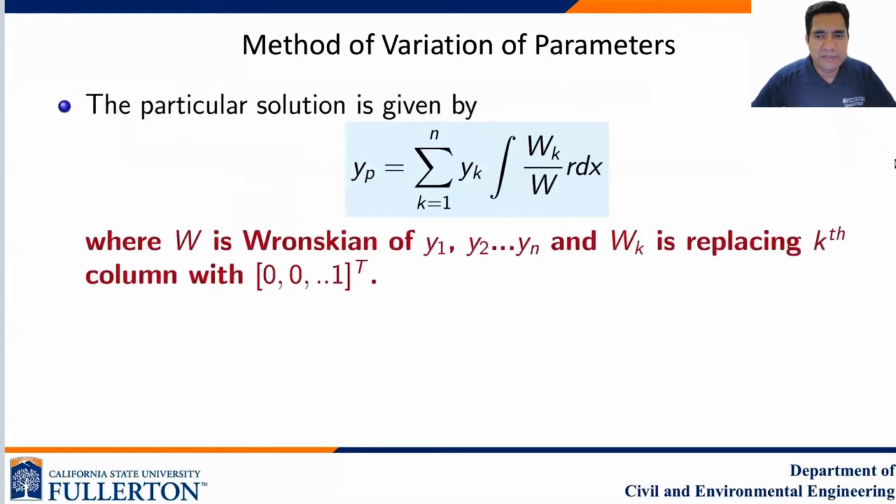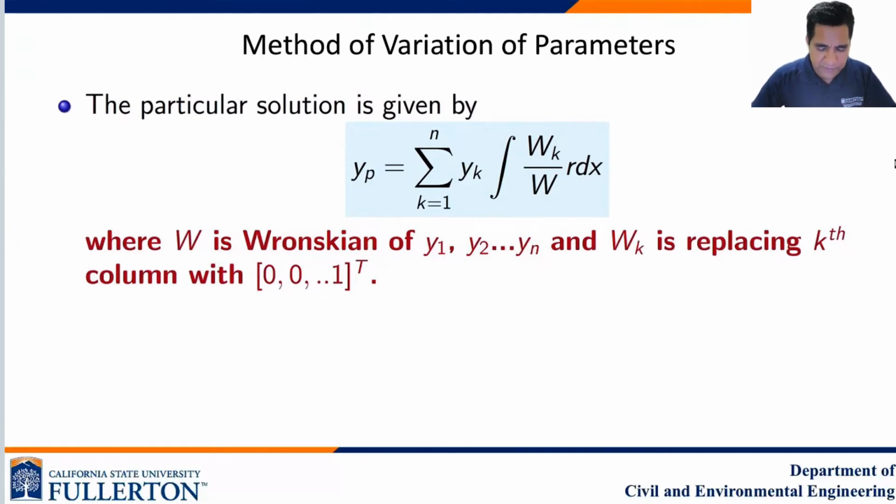So as per this method, the yp can be expressed like this. It's a summation of yk, Wk over W, R(x) dx. So what is W here? W is called the Wronskian. If you have y1, y2, up to yn, depending upon the order, if it is nth order, you will have n y's. If it is third order, you'll have 3 y's. If it is second order, you'll have y1 and y2, right?